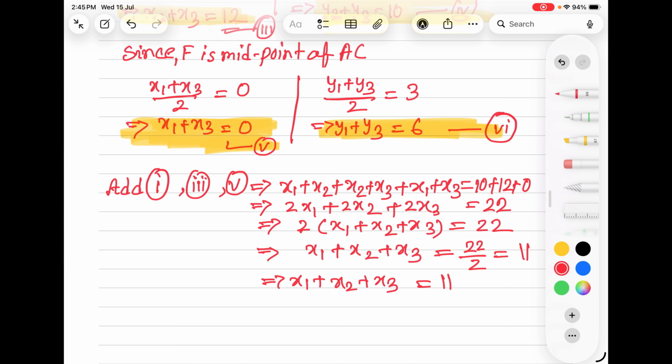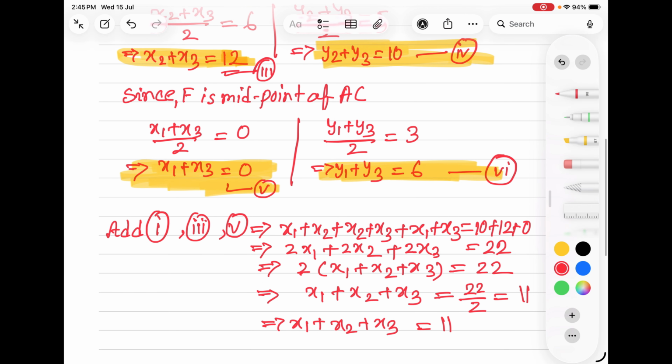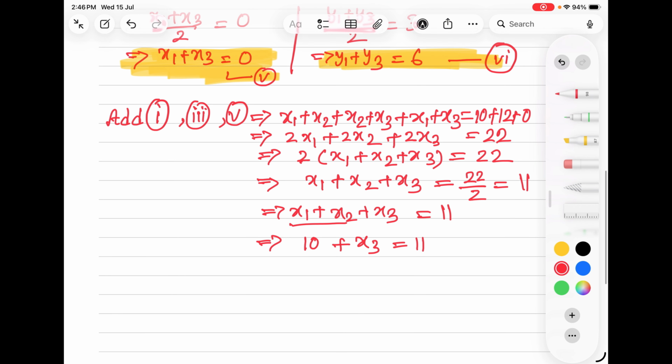Now in equation number 1, x1 plus x2 equals 10. So put this value of x1 plus x2 in the last line: 10 plus x3 equals 11. Now we get the value of x3. Shifting 10 to the other side, 11 minus 10 equals 1. Therefore x3 equals 1. This is the value of x3.